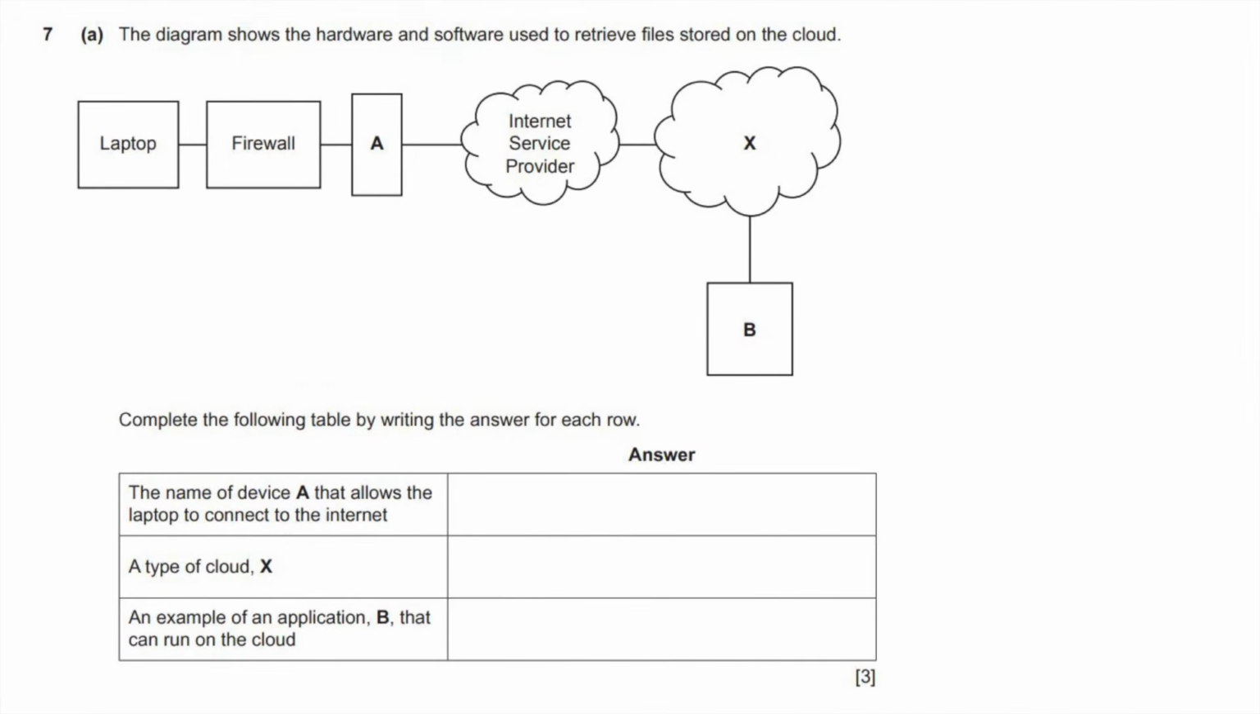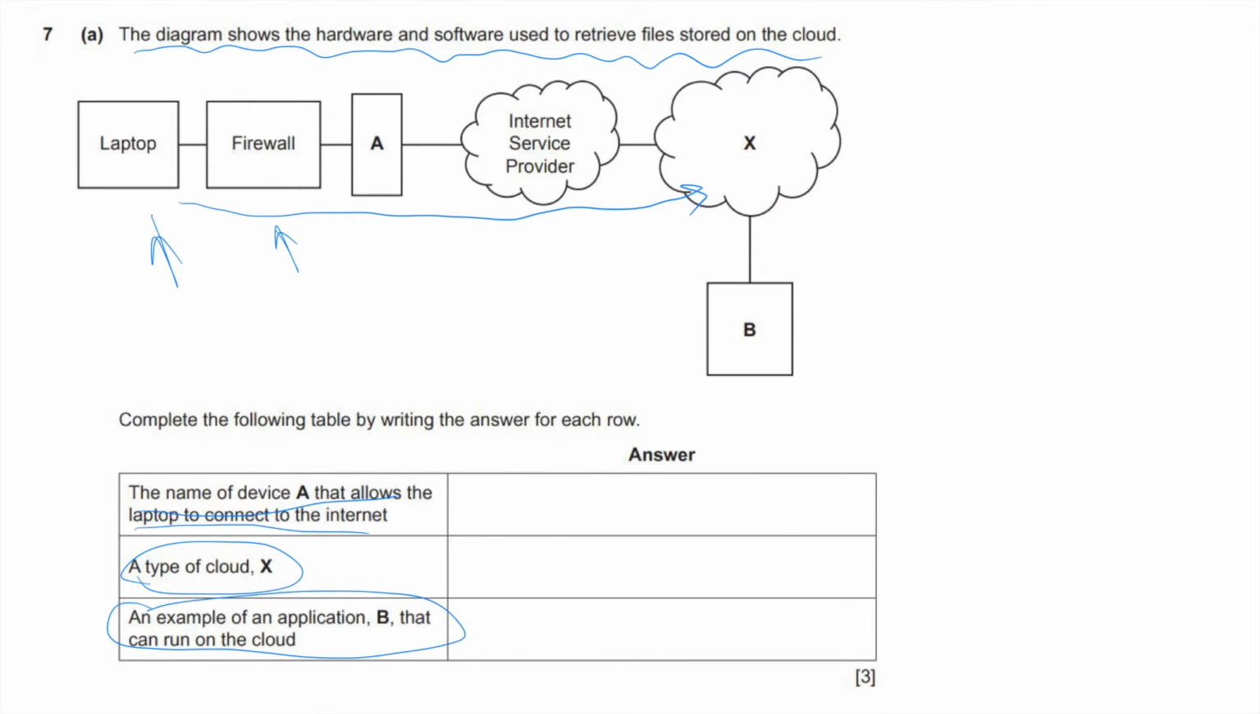So we have an A-level question that just kind of talks about the concepts of clouds in general. But right here it says the diagram shows the hardware and software used to retrieve files stored in the cloud. So you've got a laptop, you've got a firewall, and through that laptop, we're accessing our cloud through our internet service provider. So we've got A. So the name of the device A that allows the laptop to connect to the internet, a type of cloud X, and an example of an application B that can run on the cloud. So this is presumably some kind of application that's running on the cloud. Complete the following table by writing the answer for each row.